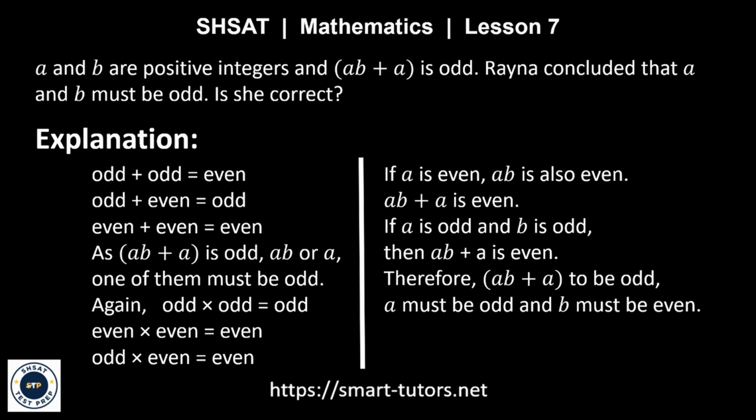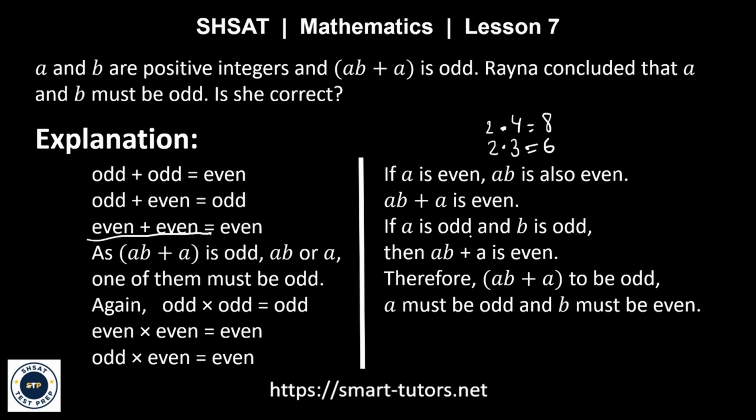So if A is even, AB is also even. Because no matter what you multiply an even number with, it will always result in even: 2 times 3, even times odd, gives us 6, and 2 times 4, even times even, still gives us an even number. So if A is even and AB is also even, AB plus A is even, because you have an even and another even, and even plus even is even.